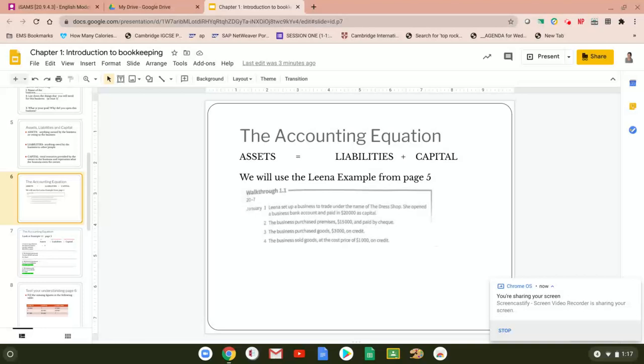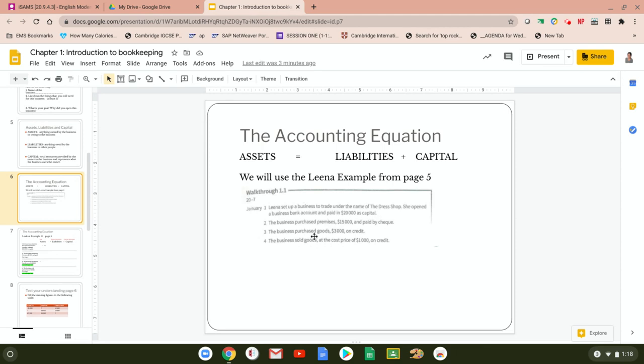Hi everyone. So this is part two of your chapter one. We are now going to discuss the accounting equation, which is assets is equal to liabilities plus capital. All right. So we will use the example from your textbook, the Lena example, which is found on page 5 of your book. In this example, Lena here wants to start her own business, which is the dress shop.